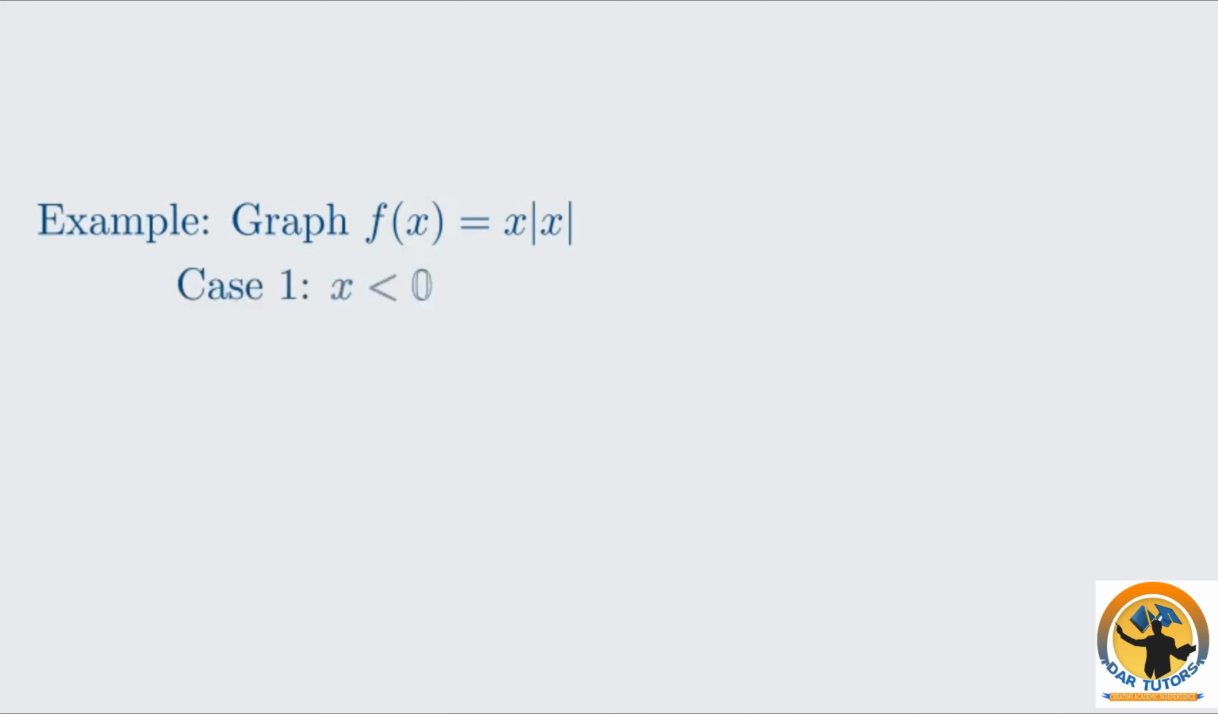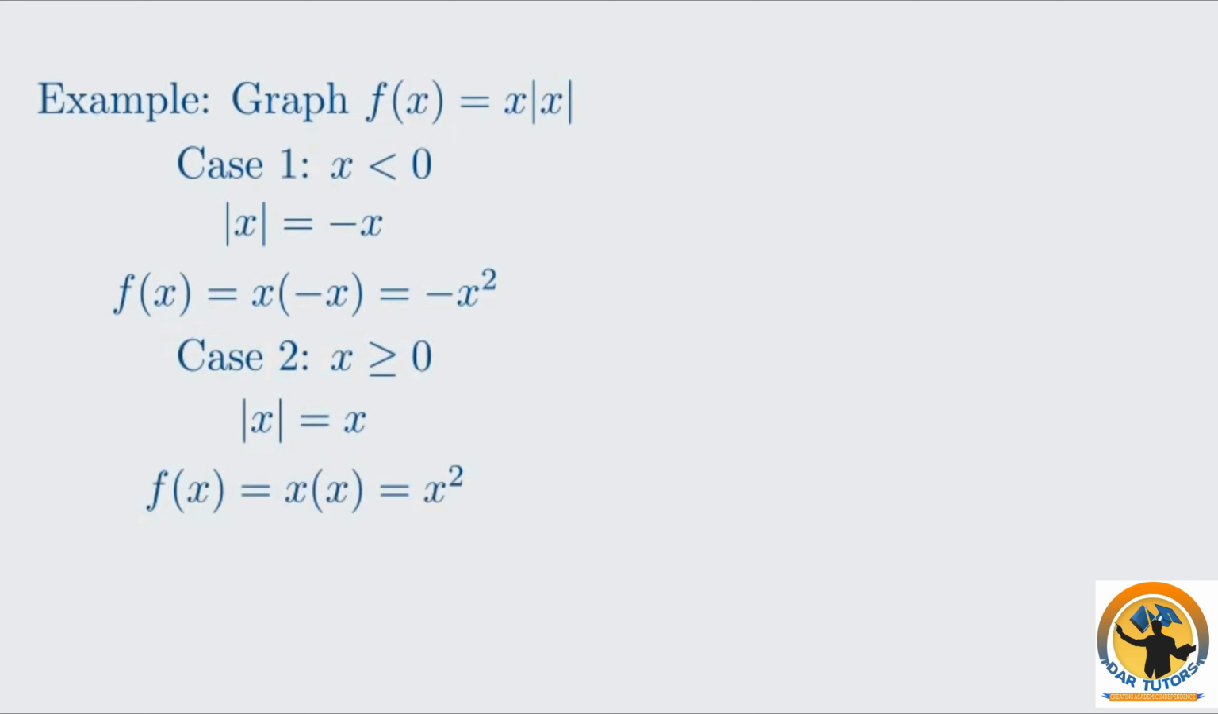Let's explore another example of graphing a function involving modulus. This time we'll graph f of x equals x times the modulus of x. Again, we'll use the piecewise definition. First, for x less than 0, the modulus of x is negative x, so f of x becomes x times negative x, which is negative x squared. Next, for x greater than or equal to 0, the modulus of x is x. So f of x becomes x times x, which is x squared.